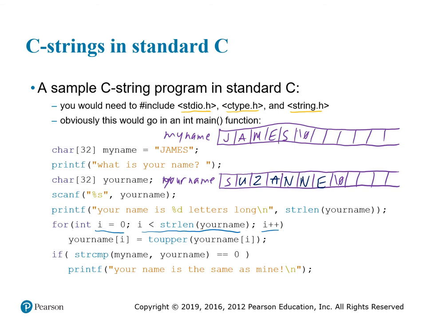So I can use character level operations on my string if I walk through the string one item at a time. Then if string compare, okay, I can't just ask, does my name equal your name? I can't do that in C. So I have to use the string compare function. If string compare my name, your name equals zero, zero means they have no differences. Okay, it can return negative differences, meaning my name is less than your name in some numerical sense. It can return a positive number difference, meaning my name is greater than your name, or it can return zero, meaning they're exactly equal. If they're exactly equal, then I printf, your name is the same as mine, yay! I could also, of course, write an else here and put your name is less than my name or your name is greater than my name. I could do any sort of thing I wanted to with that. Okay.